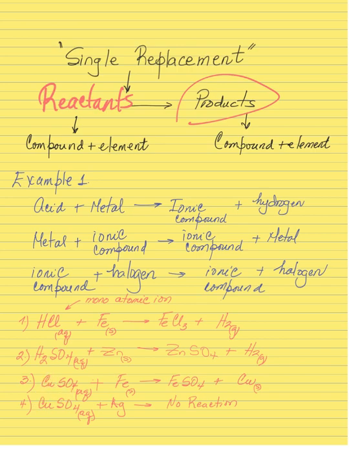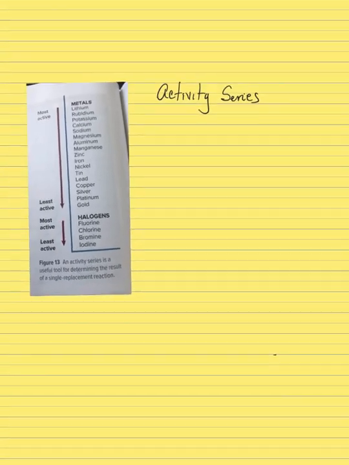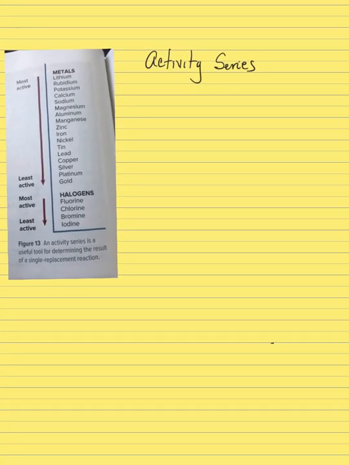Ms. Ramos, how am I going to know that? How am I going to know that the metal that I have here in my reactant is not able to displace the one that I have in my ionic compound? In order to determine which metal is going to displace another metal, you have to look at the activity series.